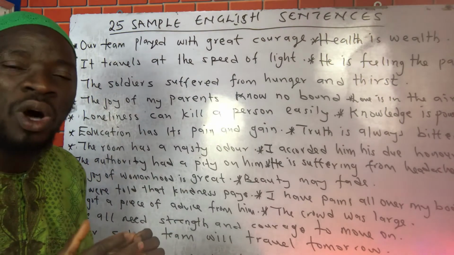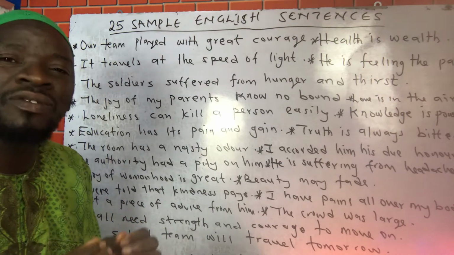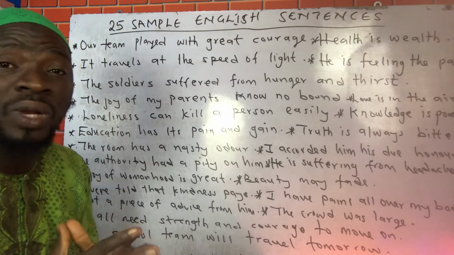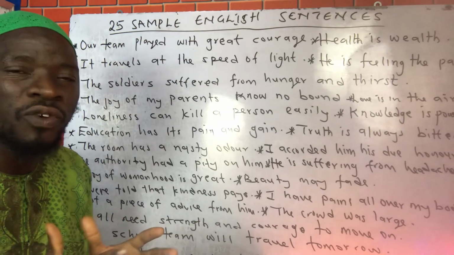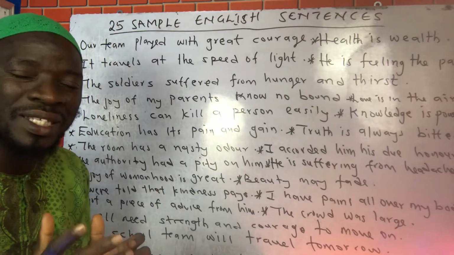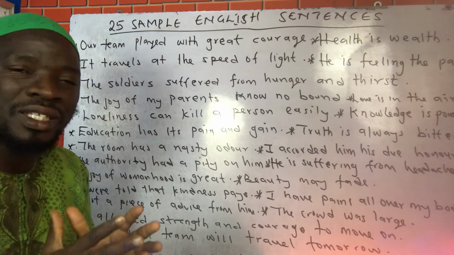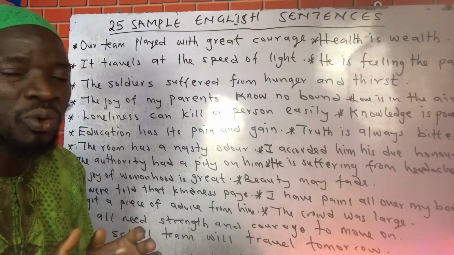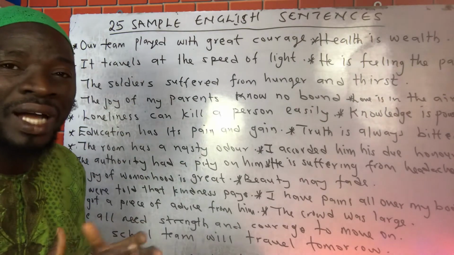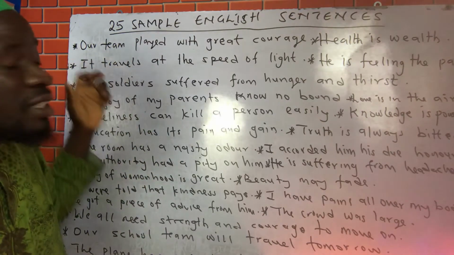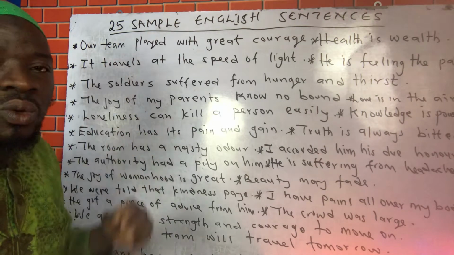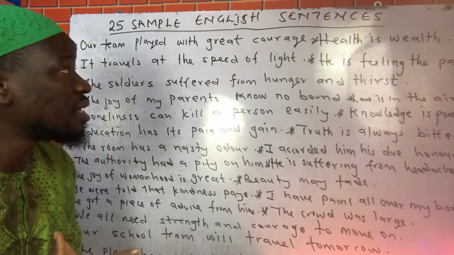Our team, the word team is a collective noun. Team is a name. It is a singular name, but it is used for a group of people, and a person cannot be a team. A team is made up of a group of people. Our team: the word that comes before it is a pronoun, and that pronoun is adjective in nature because it comes before the noun. So it is adjective in nature, but it is a pronoun.